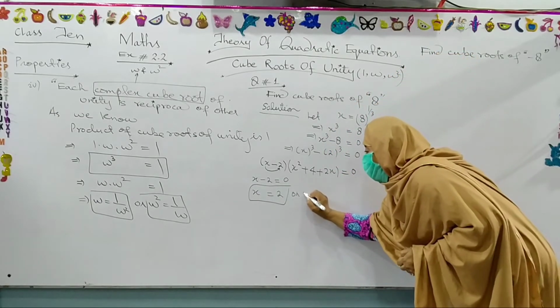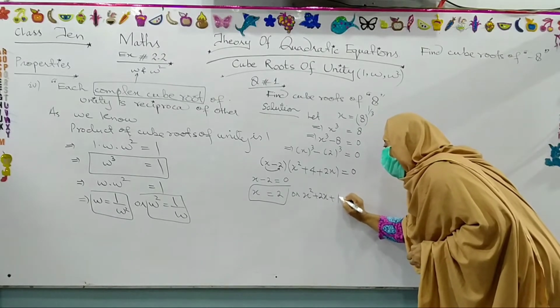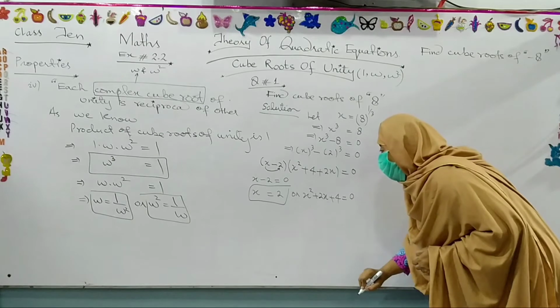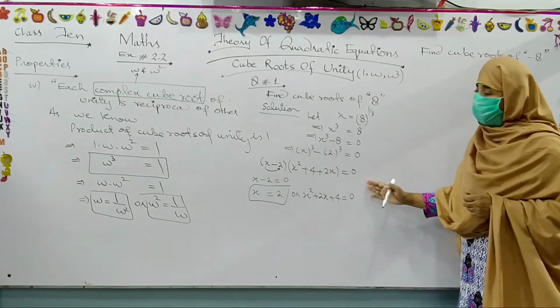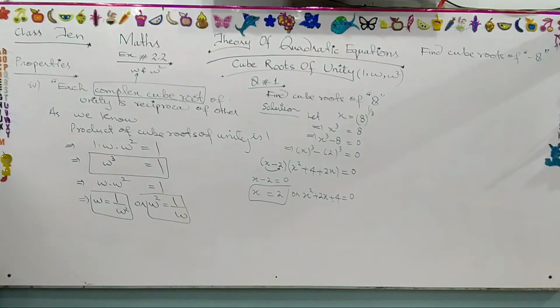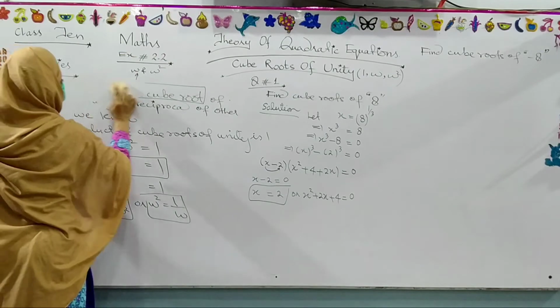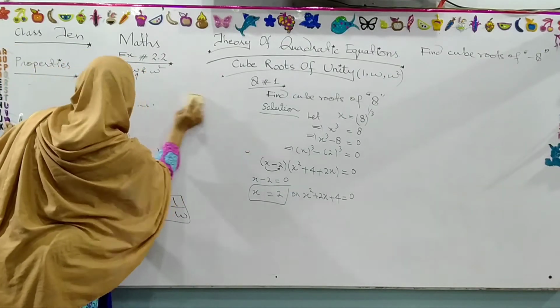Or I can say x square plus 2x plus 4 is equal to 0. Now students, how can I solve it? This I can solve by the quadratic formula.